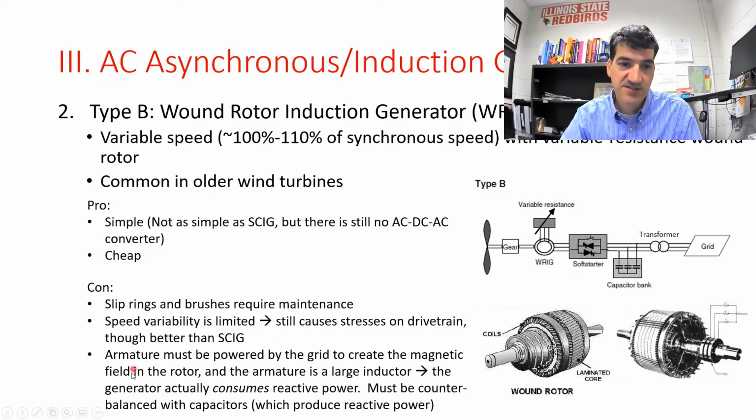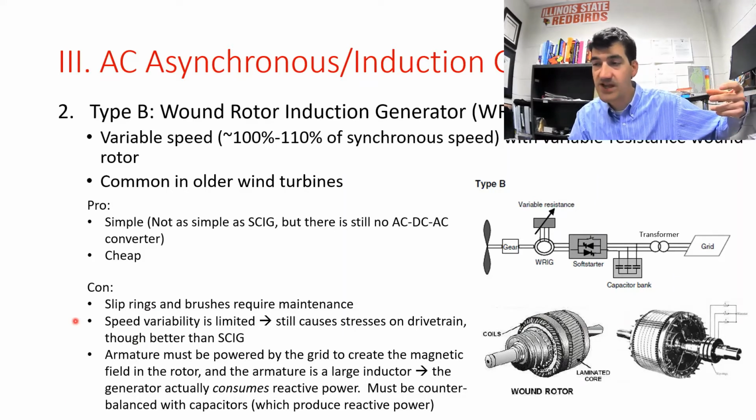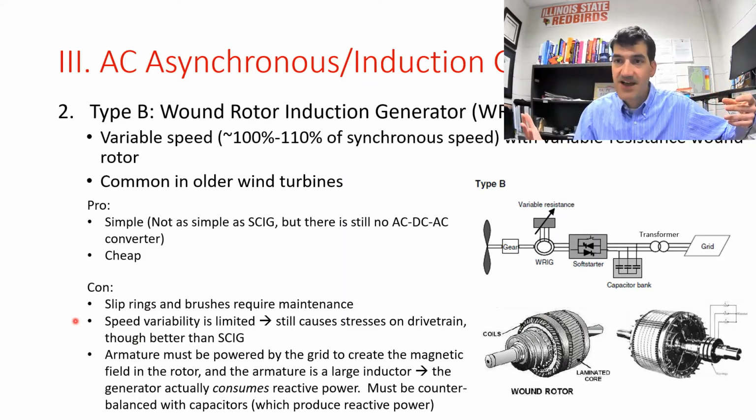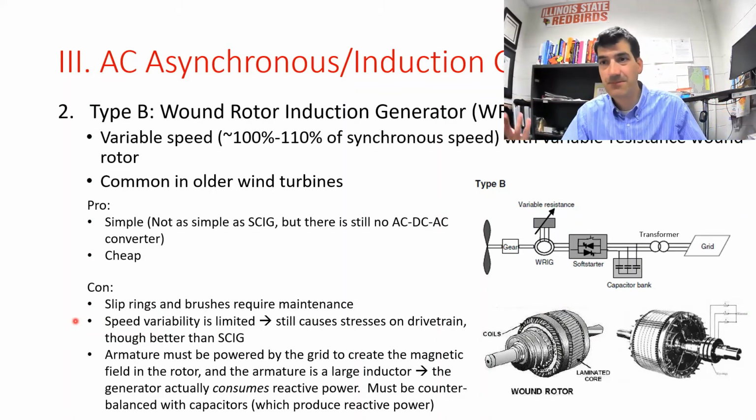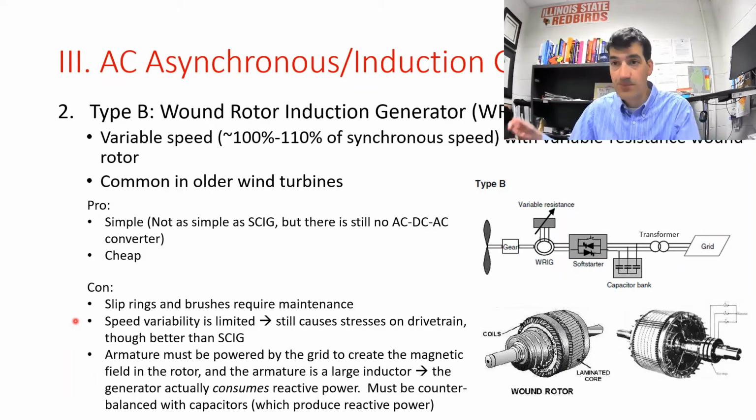And then the next two are really the same as the squirrel cage induction generator. You have a little bit better speed variability, but it's still pretty limited. So because of that, you still have stresses on the drivetrain. As you get a gust of wind, you can't allow the generator to spin at a much higher speed. It's still limited to about 110% of synchronous speed. So that means you're going to have more mechanical stresses and torque on that generator and on the bed plates and down to the tower of the wind turbine.